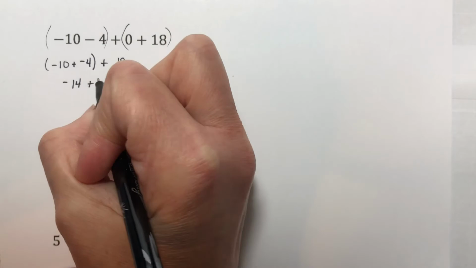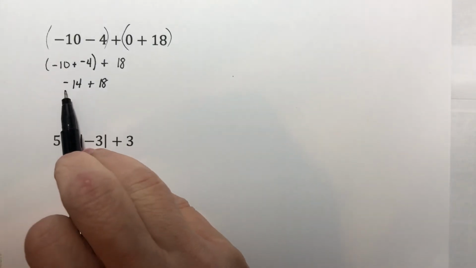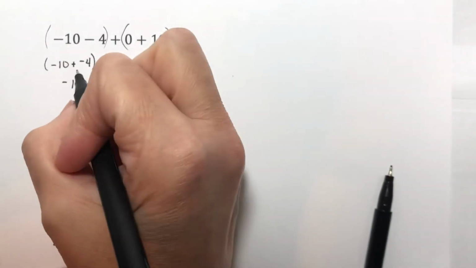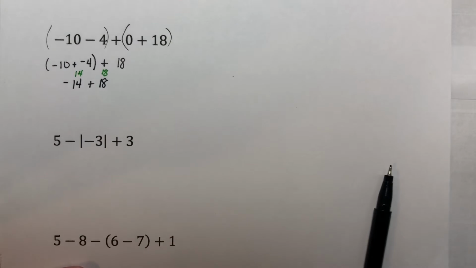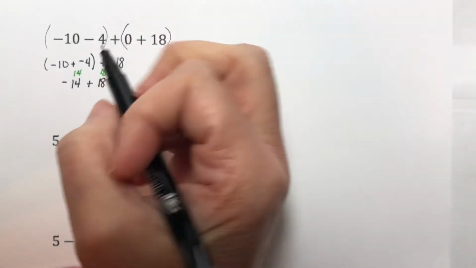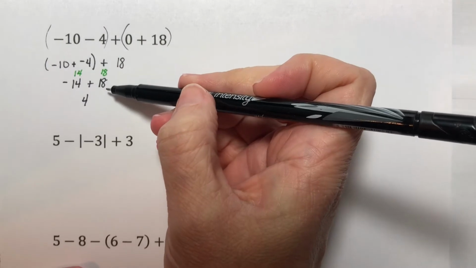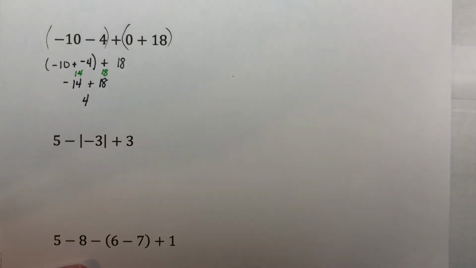14 plus 18. And now we are almost ready to finish. We have opposite signs, so we need to worry about their absolute values. This absolute value is 14, this one's 18. Subtract them. 18 minus 14 would be 4. 18 had the larger absolute value. It was positive, so our answer is positive.